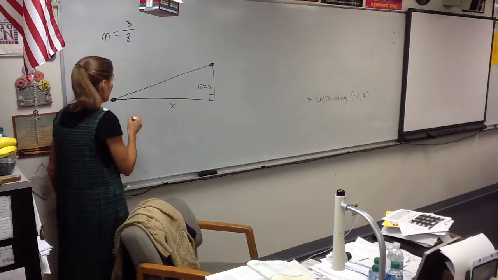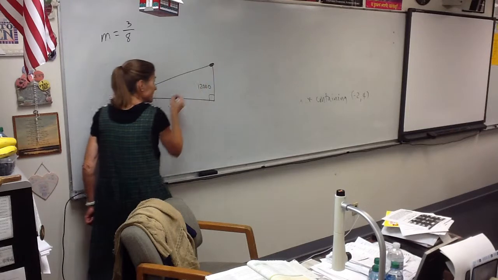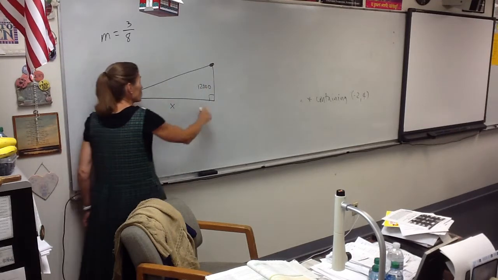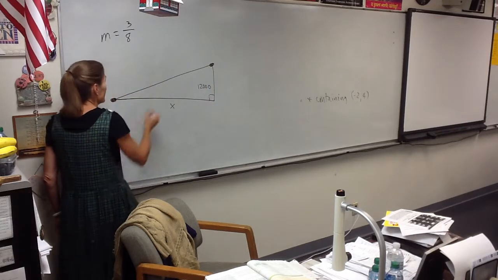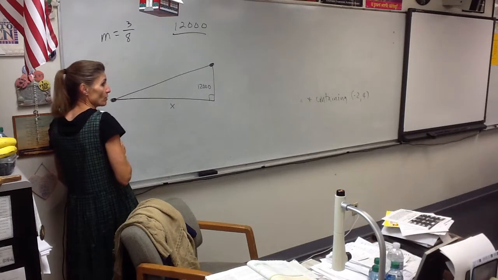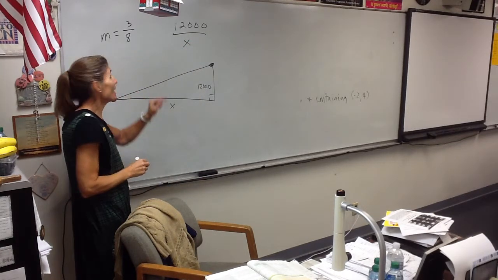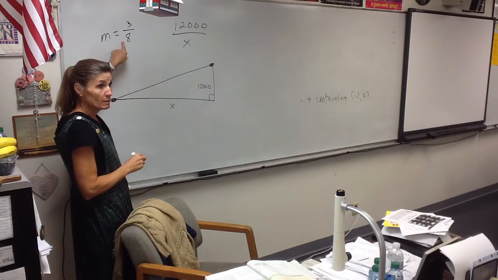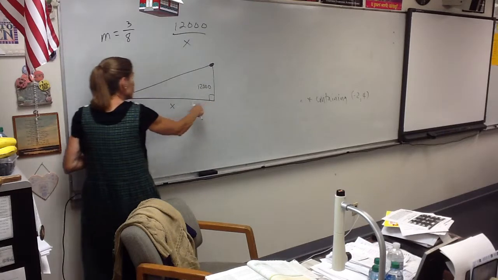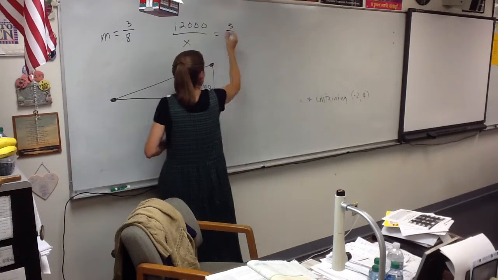Now, how do I do slope? If I'm going from point to point, how do I get my slope? It's rise over run. So what's the rise in this picture? 12,000. So 12,000 over, what's the run in this picture? X. And I know that that fraction has to equal 3/8, because they told me it did. So the rise over the run of the airplane has to equal 3/8.